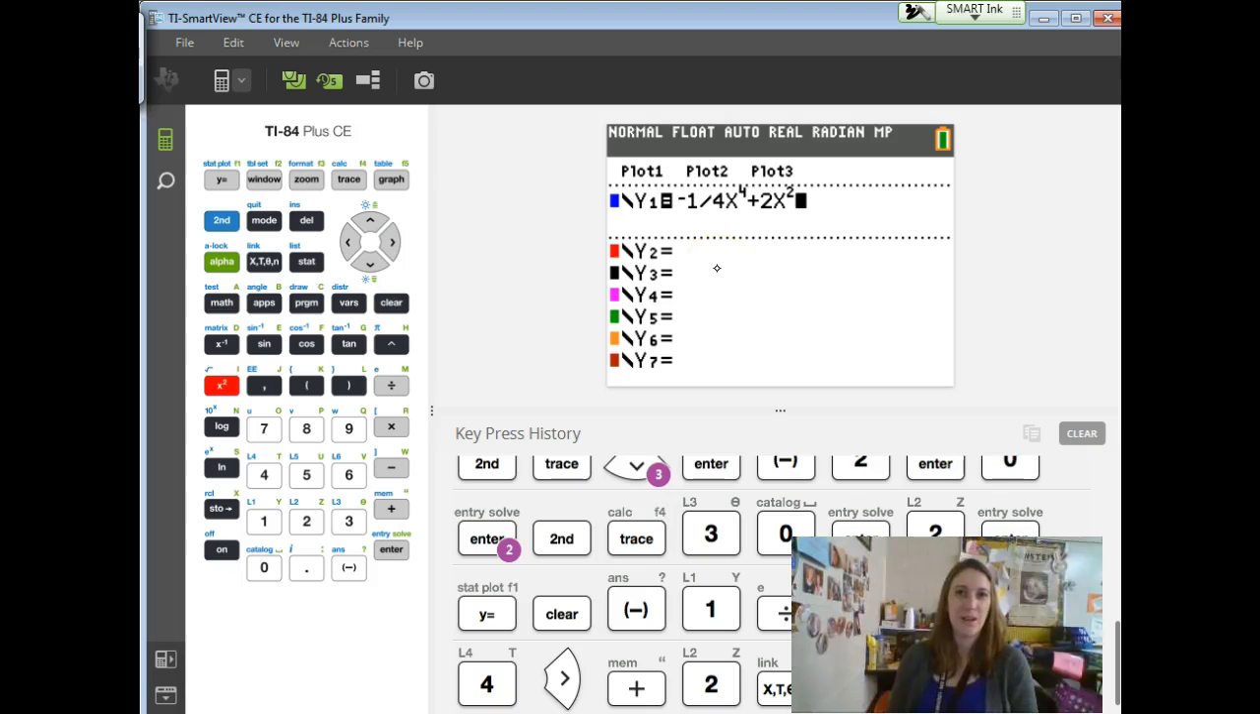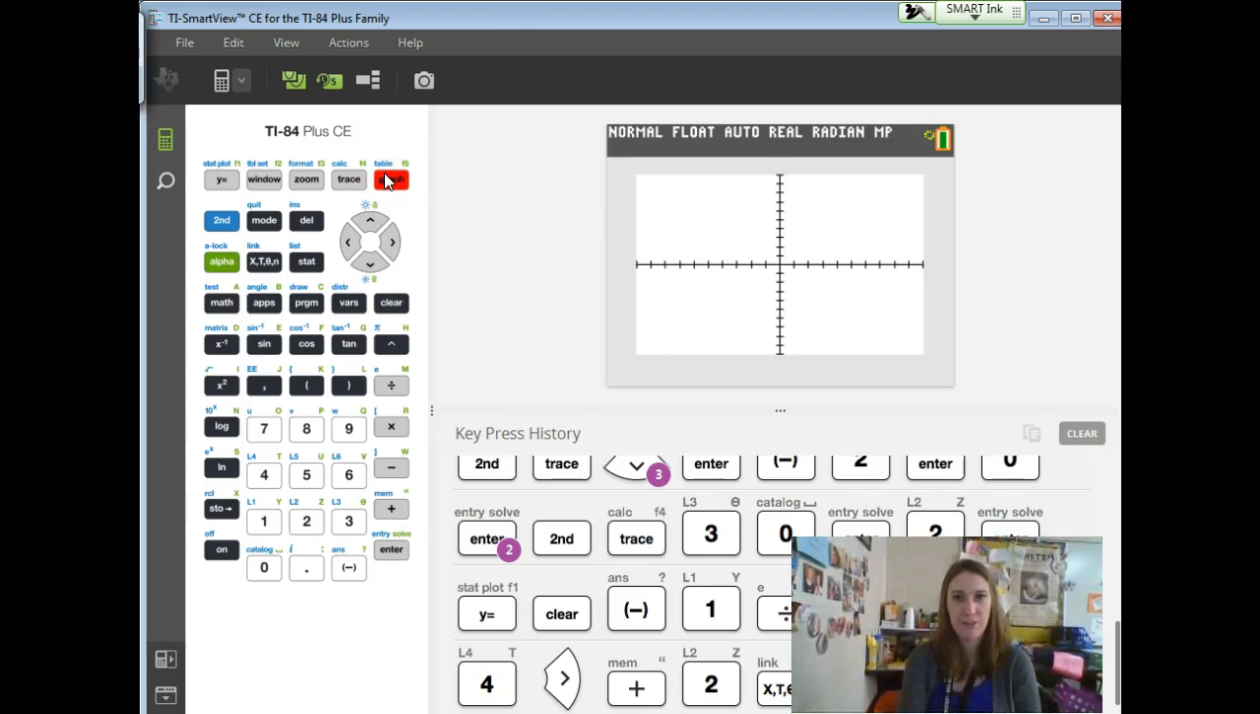Okay, so we have our function typed in, -1/4 x to the 4th plus 2x squared. And I'm going to be in a standard window again, and if that doesn't work, I'll adjust it. But that's a quartic. It's like a weird W shape, and that's exactly what I expected to see. It's upside down because it's been reflected, that negative out in front of the function. So no surprises there. Let's go find our x-intercepts.